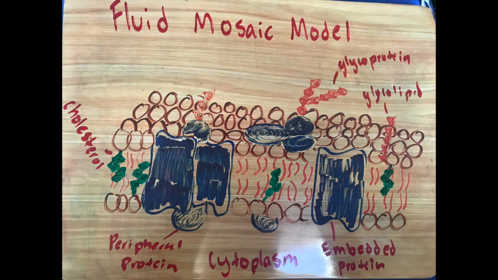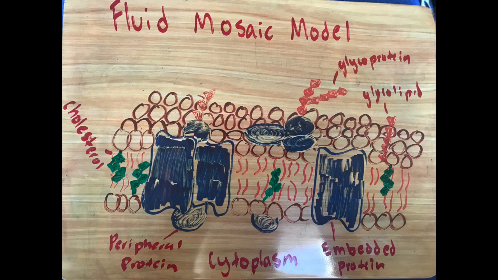Steroids such as cholesterol affect the membrane in different ways based on the temperature. At a moderate temperature, cholesterol limits the fluidity by not allowing phospholipids to move much, but at low temperatures, it prevents the membrane from freezing by not allowing phospholipids to pack together tightly.